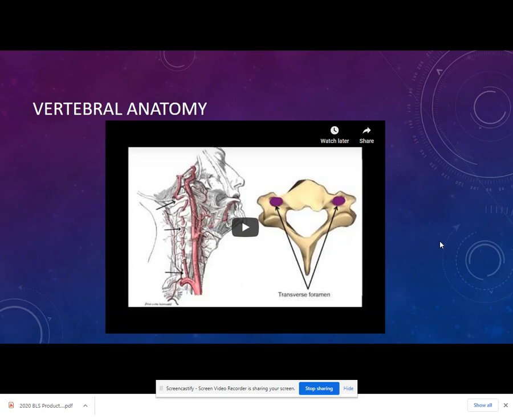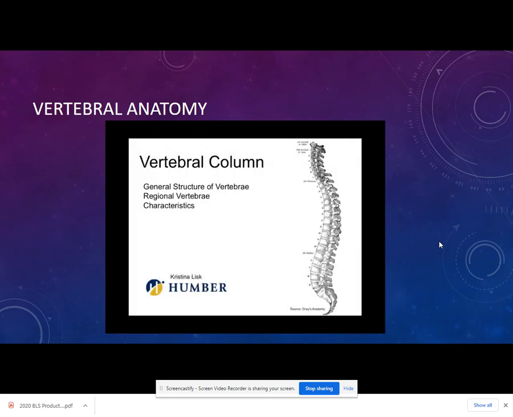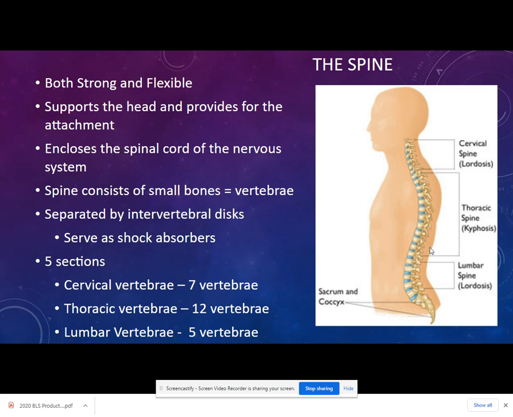Okay, so with that all being said, the spine in general has to be very strong yet very flexible, because remember, we're protecting the spinal cord, and we're supporting the body, but we also have to be able to move. So it supports the head and provides for that attachment. It encloses the spinal cord and nervous system, and it has all the small bones called vertebrae. They're separated by the intervertebral discs, and these discs act like shock absorbers for the spine.